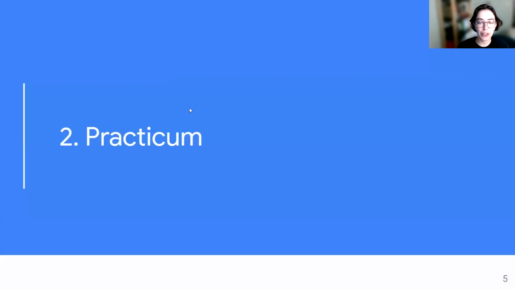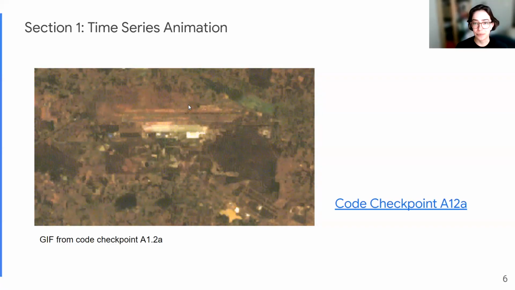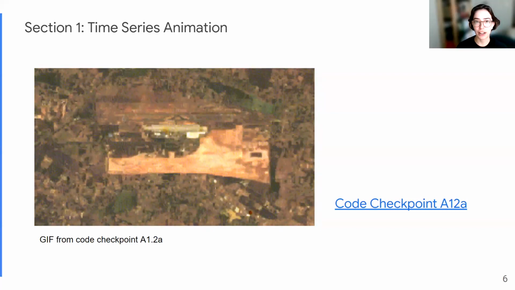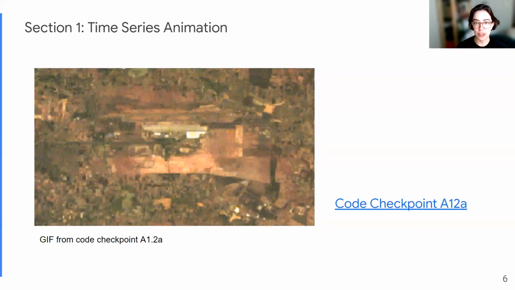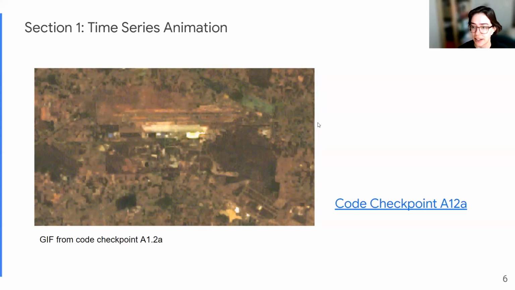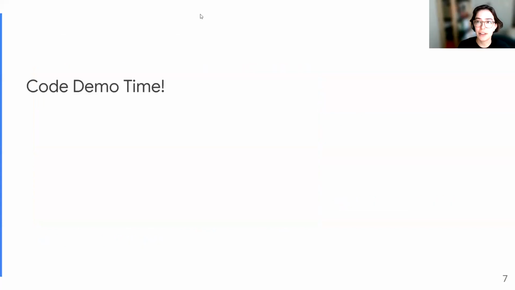So we'll get right into the practicum part with our various code checkpoints. The first one that I'll walk us through is this time series animation of an airport being built in India. And then I've got little reminders to myself when it's code demo time. So I'm going to stop sharing and switch us over to the first checkpoint.